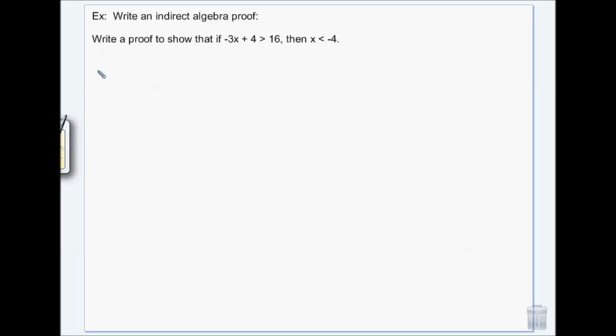What we are given is negative 3x plus 4 is greater than 16. That's our given statement. And we're trying to prove x is less than negative 4. So we're going to use an indirect proof. In order to do that, the first thing we're going to do is assume x is greater than or equal to negative 4.